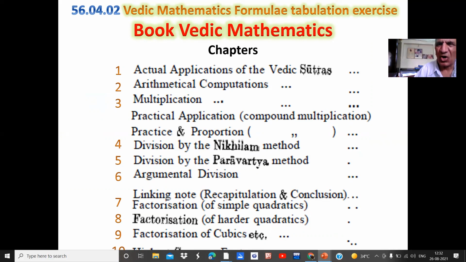These chapters are actual applications of Vedic sutras. These are not a treatise. This is not a book introducing Ganita Sutras. This book is taking up certain actual applications. So it is an illustrative demonstrations exercise. These sutras have been taken up for actual applications, demonstration in concrete situations.